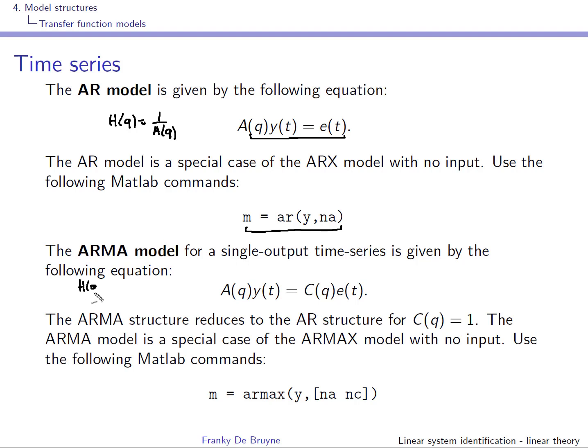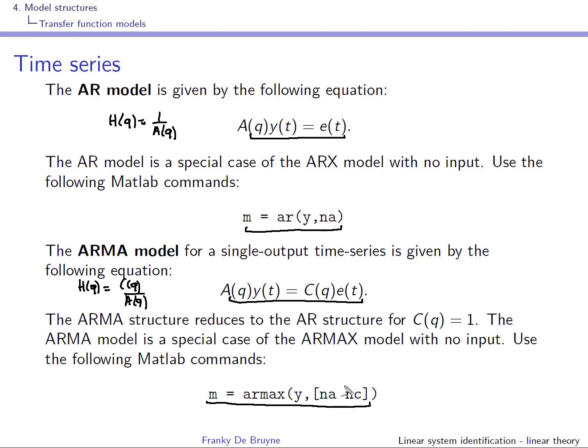So H(q) here is C(q) over A(q), right? And the underlying equation is therefore this one. You see that, of course, when C(q) is 1, this becomes an AR model structure. This type of model structure you can identify given data using this command over here. You have to use the standard armax command, just put an output, and if you only put 2 parameters in here, it will be smart enough to know that this is na and this is nc.